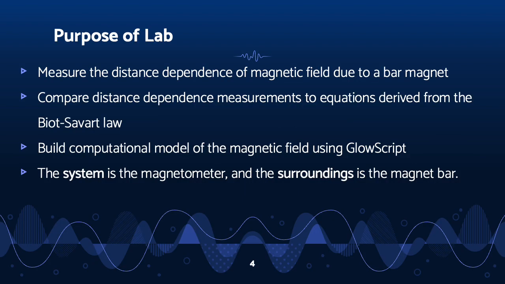The purpose of the lab is to measure the distance dependence of a magnetic field due to a bar magnet and compare those measurements to the appropriate equations / Biot-Savart law and build a computational model of the magnetic field. For this lab, the system is the magnetometer and the surroundings is the magnet bar.